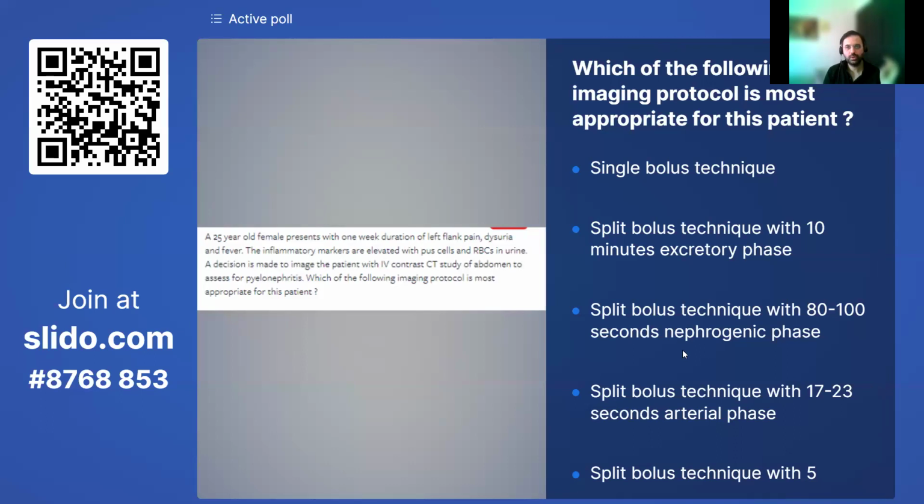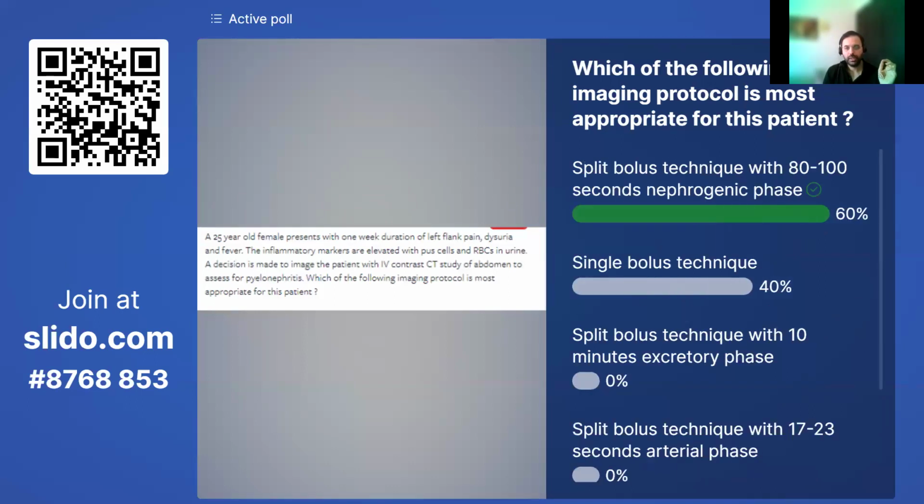So should we just go to the poll quickly? All right. So yeah, I think most of you have picked up the right answer. It is the 80 to 100 seconds with nephrogenic phase. Now, mind you, in the exam, sometimes they might just give you the timing. They may not give you the nephrogenic phase, excretory phase, arterial phase, right? So you need to decipher yourself which phases are taken at what timings. So this question is there to test your knowledge about split bolus and the timing part of it, more of a technique-related question.